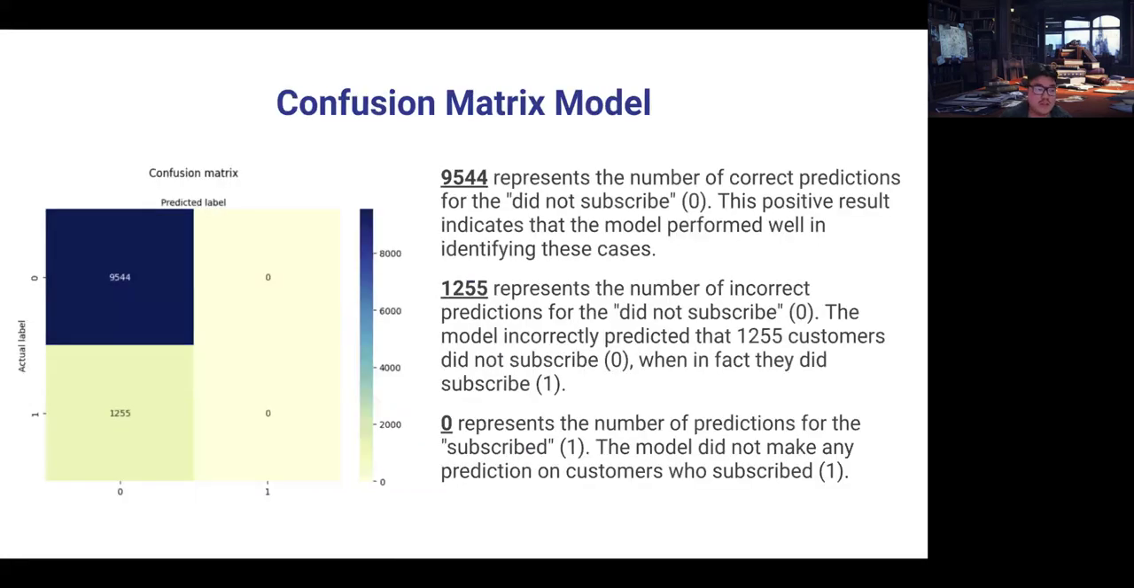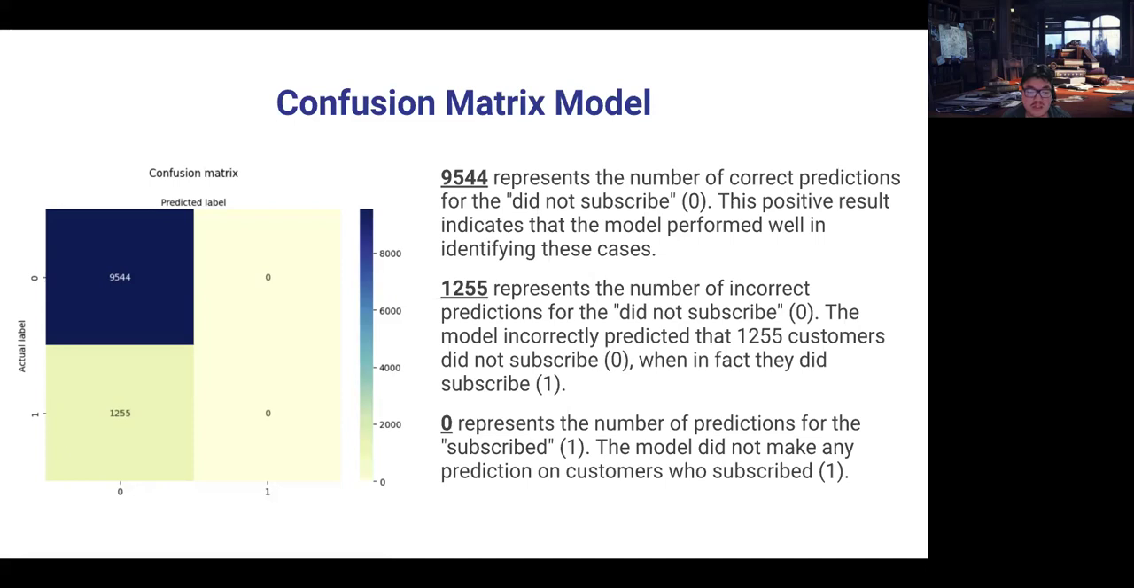And this is the confusion matrix model. And then there are the numbers inside them. 9544 represents the number of correct predictions for people who did not subscribe. This positive result indicates that the model performed well in identifying these cases. 1255 represents the number of incorrect predictions for the did not subscribe category. The model incorrectly predicted that 1,255 customers did not subscribe, when in fact they did.